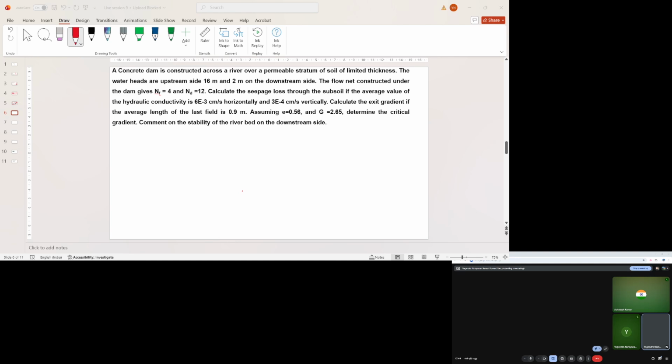Now calculate Q. Q is equal to 1.34 into 10 to the power minus 5, into H which is 16 minus 2, which is 14, into NF which is 4, over ND which is 12. How much are you getting? 6.25 into 10 to the power minus 5. What is the unit? Meter cube per second. So calculate it in liters per day.